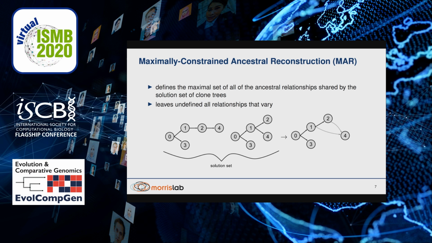Given the subclonal frequency matrix phi, for which a set of valid clone trees exists, the maximally constrained ancestral reconstruction, or short MAR, is a special partial clone tree that efficiently represents the uncertainty in the solution set. It defines the maximal set of all of the ancestral relationships shared by the solution set of the clone trees, and leaves undefined all relationships that vary between those clone trees. Given the solution set, it's trivial to build the MAR. However, the solution set is usually not given.